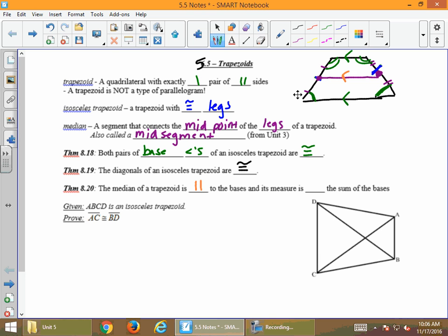And its measure is half the sum of the bases. And we'll get to some examples, but literally all you have to do is add the top, add the bottom, divide by 2, and you have the length of that middle one. And we'll get to some examples at the bottom. Okay? Questions over there?